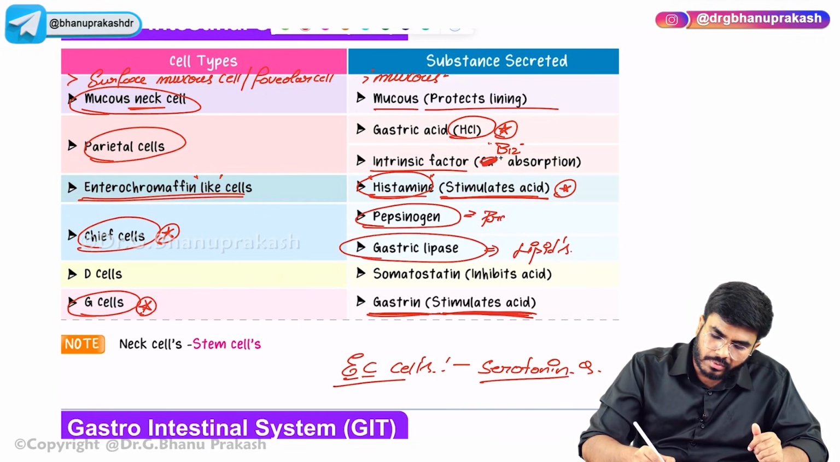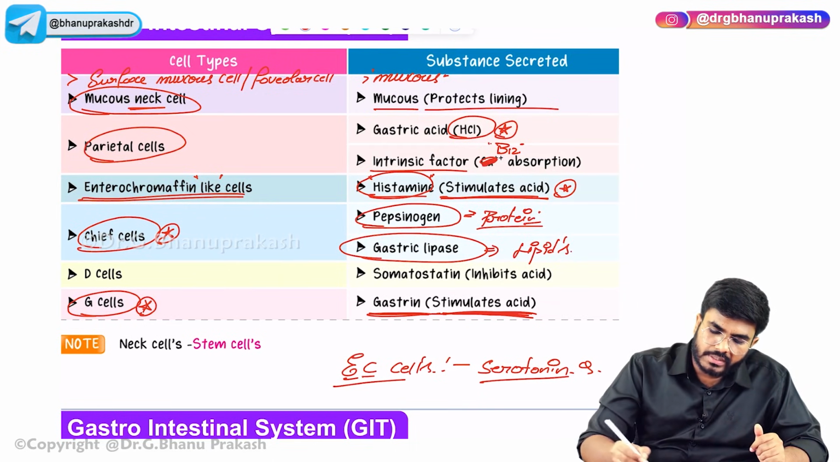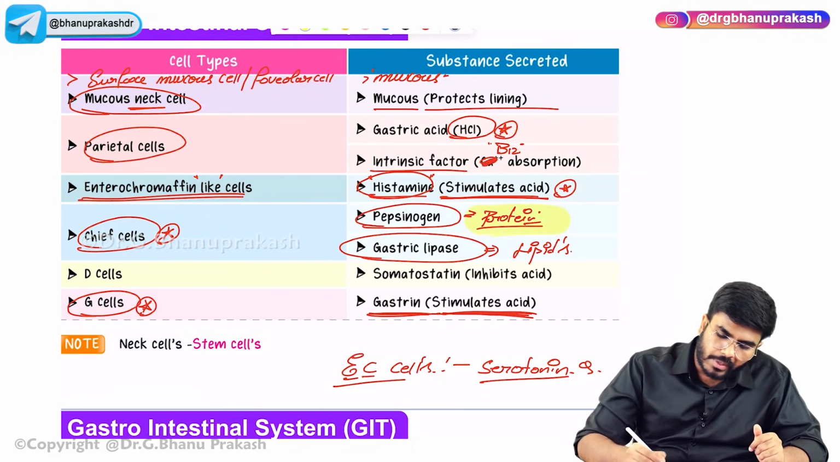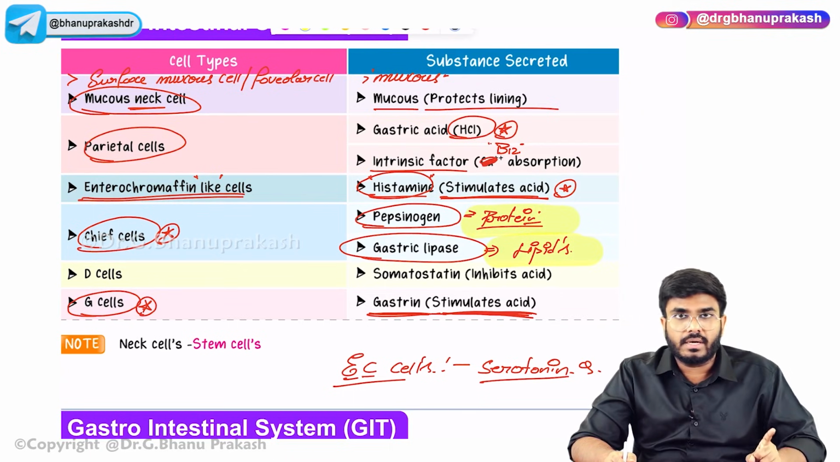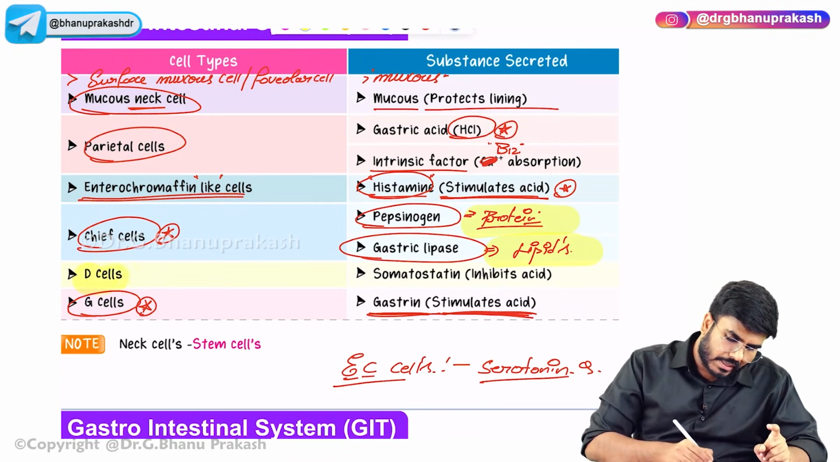What I want you to know here is that in your stomach, proteins are getting digested and lipids are getting digested, but carbohydrate digestion will not occur in the stomach. Carbohydrate-digesting enzymes are not produced by the stomach. Okay, that's important.